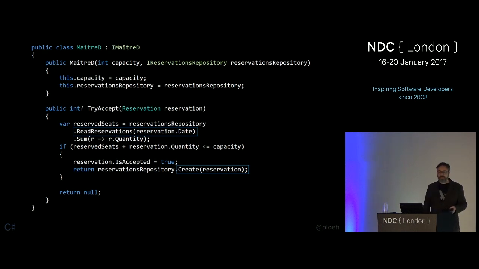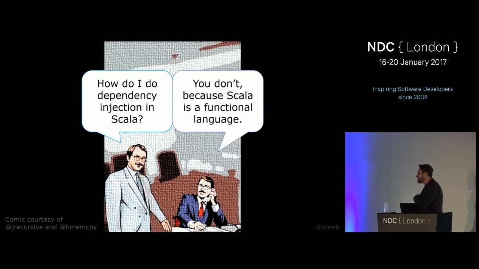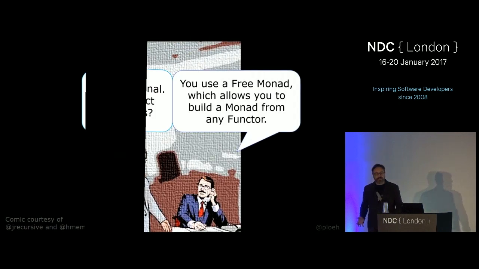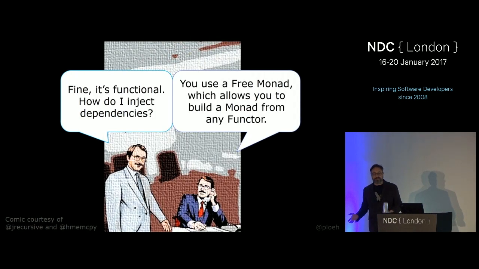So that's a review of what it normally looks like in object-oriented programming, and this is what you can read all about in the book that I wrote and so on. I don't really have any particular problems with that if you're doing object-oriented code. So how do you do dependency injection in functional programming? This comic talks about Scala, but it could be anything. You don't, because Scala is a functional language. Fine, it's functional. How do I inject in dependencies?